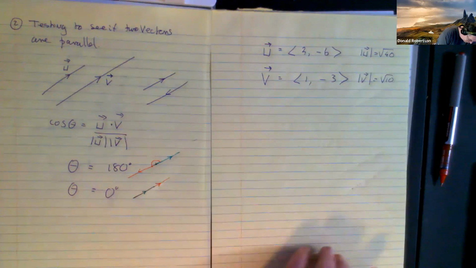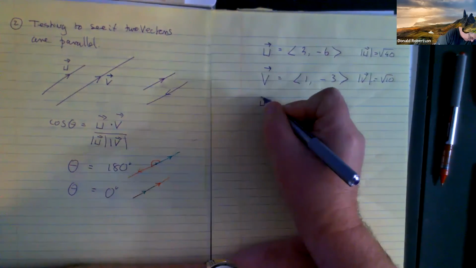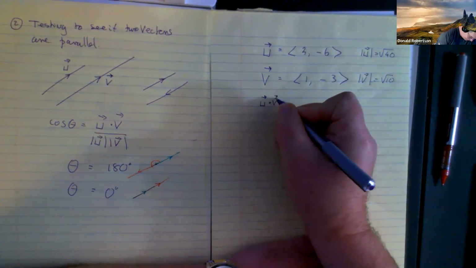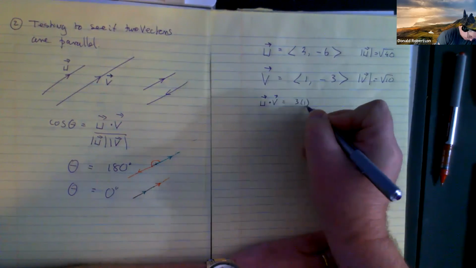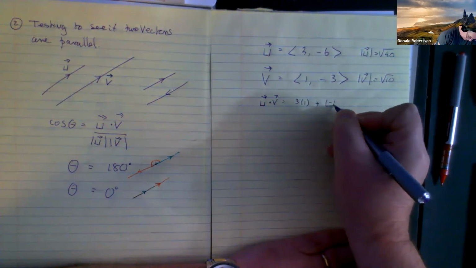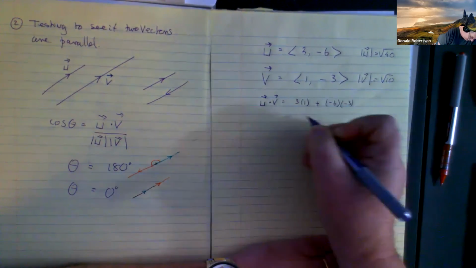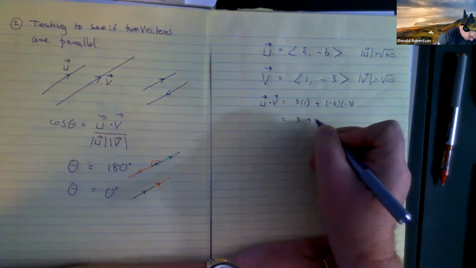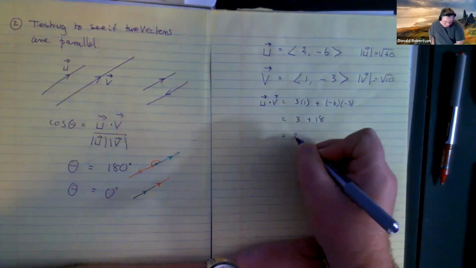Now the dot product is 3 times 1 plus negative 6 times negative 3. That's 3 plus 18. That is 21.